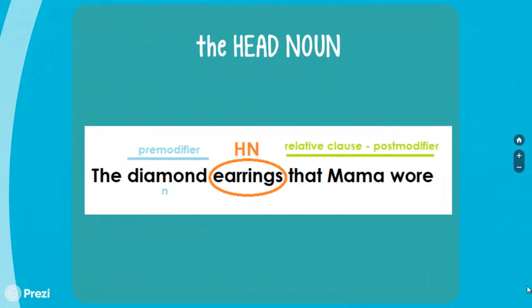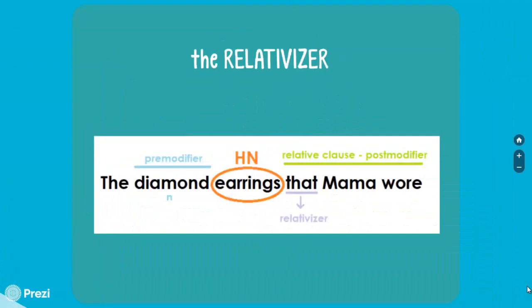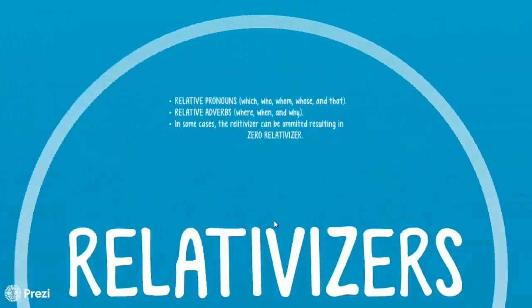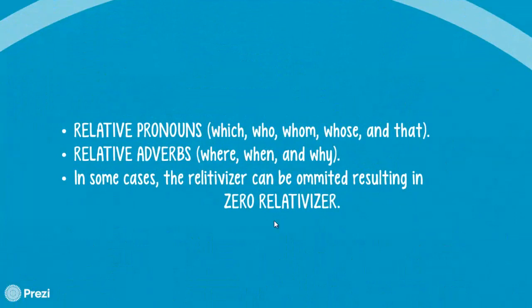Continuing, we can find the relativizer. The relativizer is the subordinator which is used to introduce the relative clause. Please note that in this case, the relative clause begins with the subordinator that. Well, in standard English, we can distinguish the following relativizers. In between them, we may find relative pronouns like which, who, whom, whose, and that, relative adverbs, where, when, and why, and in some cases the relativizer can be omitted, resulting in zero relativizer.